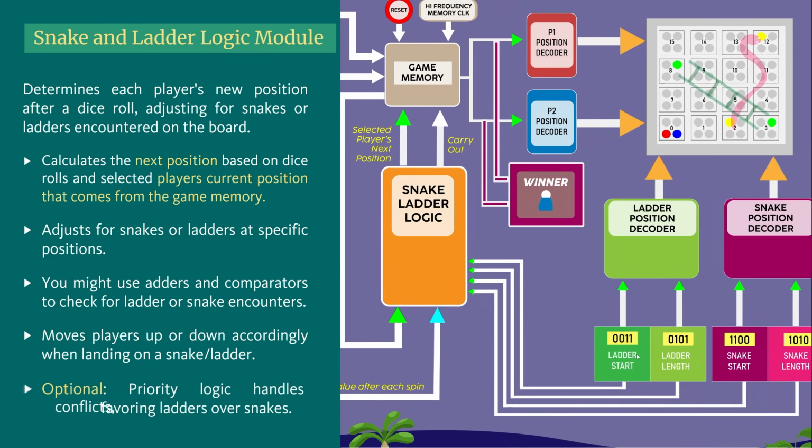Now I have shown you the ladder start, ladder length, those things, and the output is the player's next position, and also the carry out. If there is some overflow case and you need to handle that in the game memory, then you need that information, so that is also a carry out that is needed. You can design it on your own, what you want to do with the carry out.